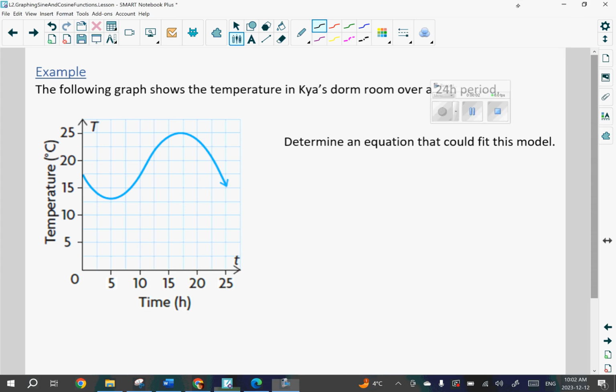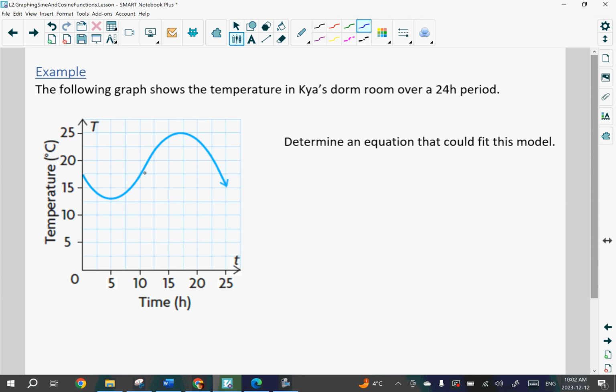The last example wants us to create the equation given the graph. So we have to find the amplitude, we have to find the axis line, the amp line, that's what I call it. We have to find if there has been a phase shift left or right, and we have to decide what kind of graph we're going to use.